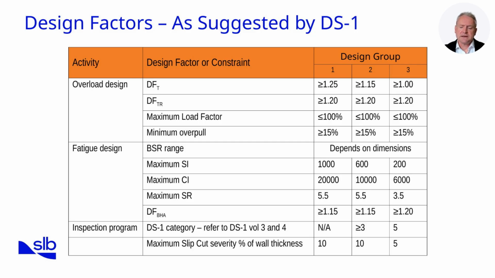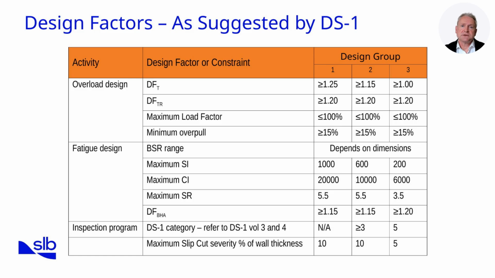DS1 recommends that tension factors be at least 1.25 for Group 1, 1.15 for Group 2, and 1.0 for Group 3. Torsional factors are held at 1.20 across all groups. What this means in practice is that for wells which have a high daily cost, such as deep water, we would apply design group 3 tolerances due to the higher level of inspection.